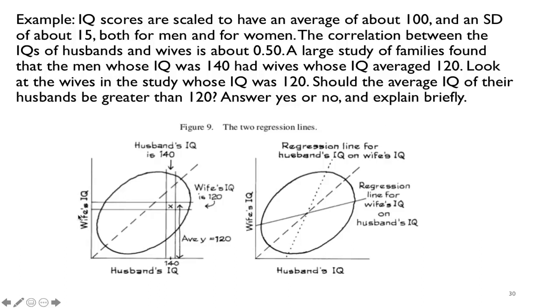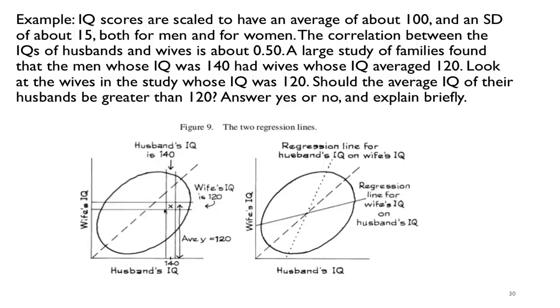Suppose we have some data that correspond to the IQs of men and women, and suppose that the IQ scores are scaled to have an average of 100 and an SD of about 15, both for men and women. Suppose that the correlation between the IQs of husbands and their wives is about 0.50. A large study of families found that the men whose IQ was 140 had wives whose IQ averaged 120. Suppose that we look at the wives in the study whose IQ is 120. The question is, should the average IQ of the husbands be greater than 120? Let's try to understand this problem. Let's look at the first picture on the left here.